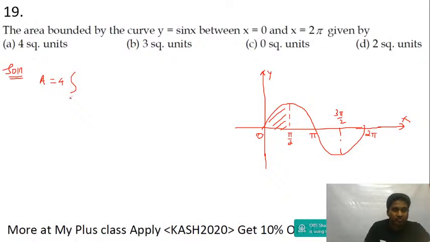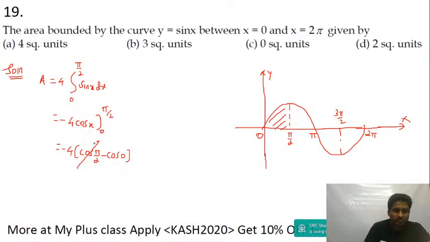4 times integral 0 to pi by 2, and then you will get this as sin x dx. Is it not? Integration of sine is minus cos, between the limit 0 to pi by 2. Okay, so this is equal to minus 4 times, upper limit is cos pi by 2, lower limit is cos 0.